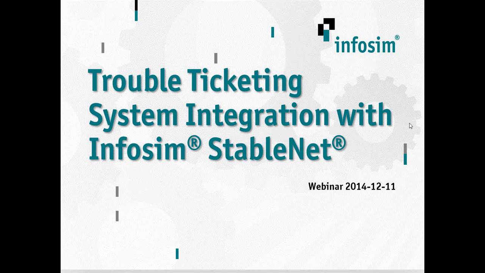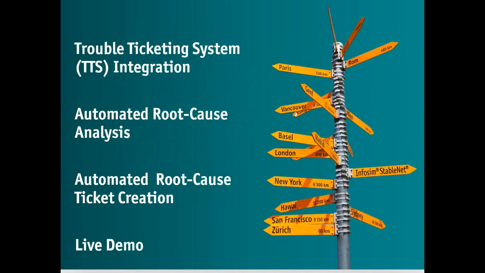As Dietmar introduced already, the topic will be Trouble Ticketing System Integration. During our webinar, we will first take a look at an overview of how the Trouble Ticketing Integration works with StableNet. Then we'll take a look at a related topic, namely automated root cause analysis, and show you how this helps to correlate alarms. Then we will show how these two concepts work together to make automated root cause ticket creation simple with Infosim StableNet. And to wrap up, I will show you a short live demo on our demo system in Würzburg, where we integrated with the OTRS ticketing system.